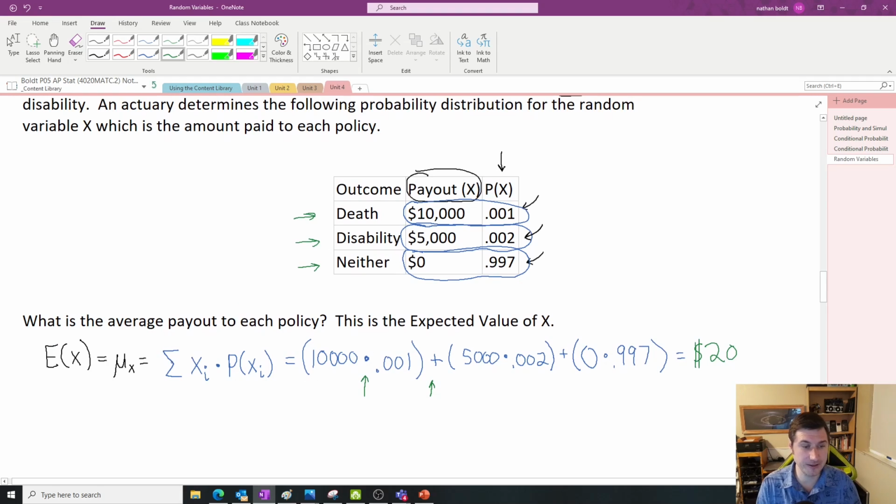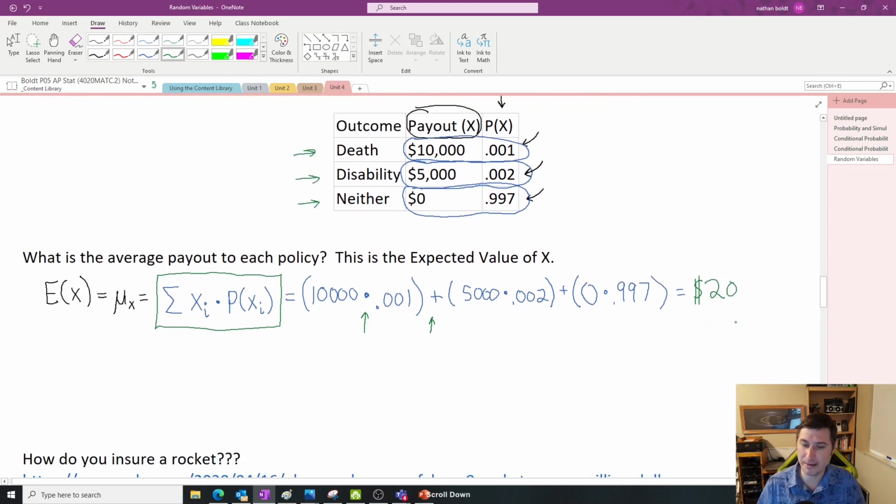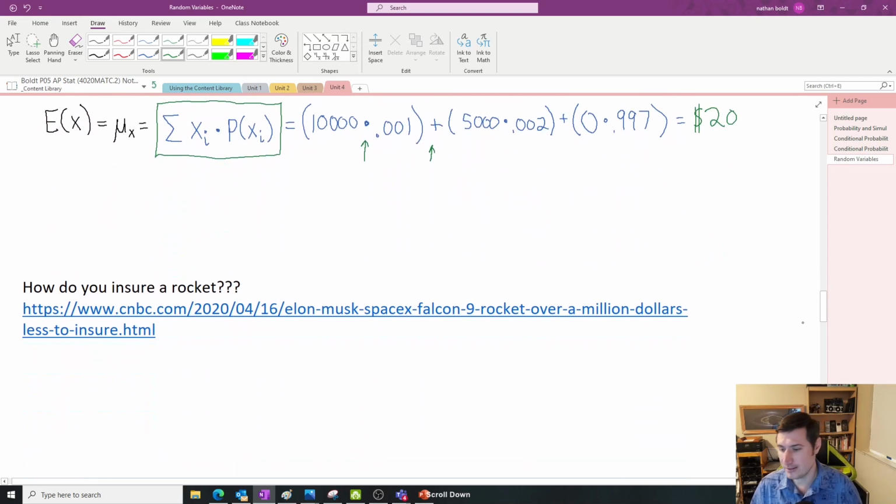Pretty easy to calculate. If you have a big data set, yes, it's a little tedious, but it's not that bad. All right, you add up multiplying the x times the probability. Not too bad. So, all right, take a break from bolt talking right now.